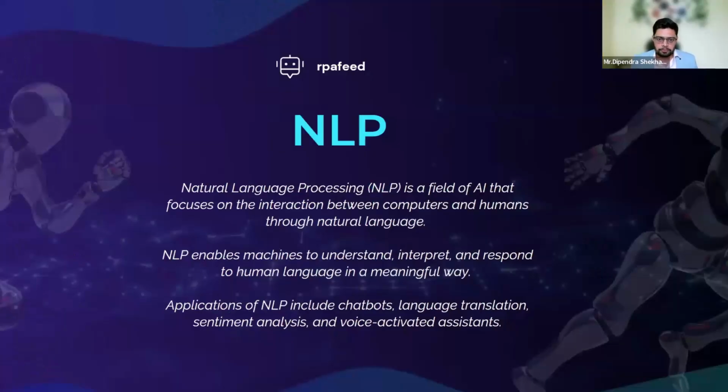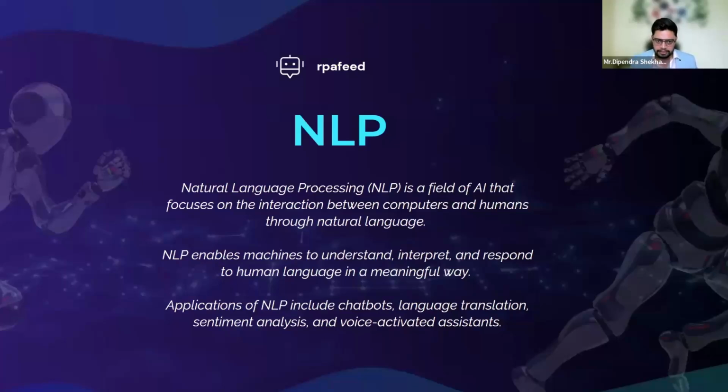Then we have NLP. NLP is natural language processing. It's a field of AI that focuses on interaction between computers and humans through natural language. This is a perfect example of ChatGPT or Gemini or Microsoft Copilot, if you have used them. I am sure everybody must have used ChatGPT. If not, Gemini or Claude or Microsoft Copilot. All those are examples of NLP. They take your input in the form of natural language, and then they give you results back again in understandable language. So this is one of the concepts applied behind the scenes.